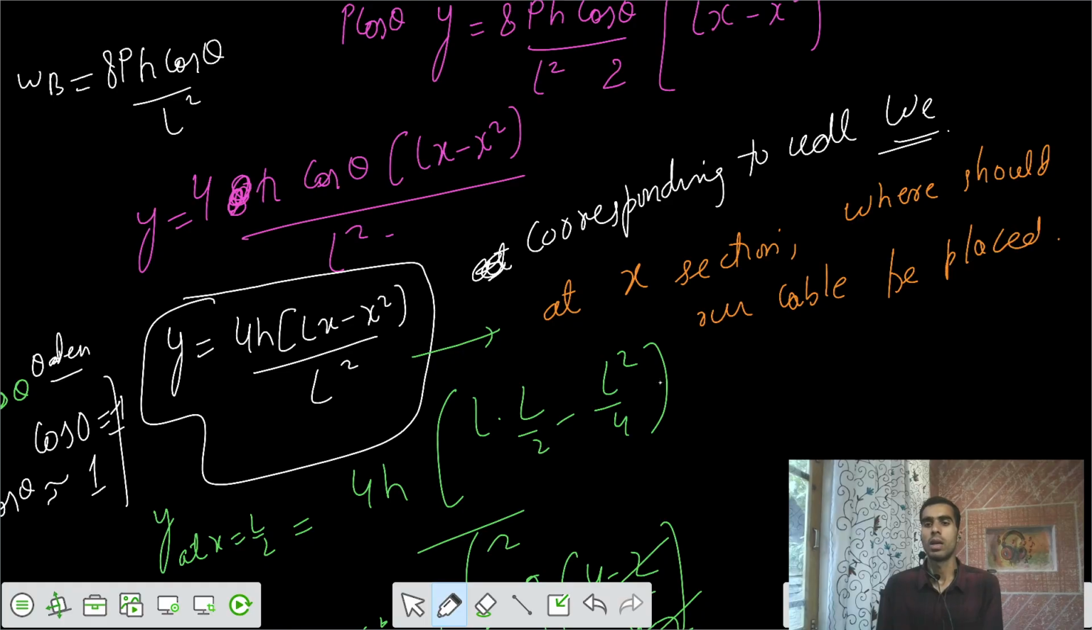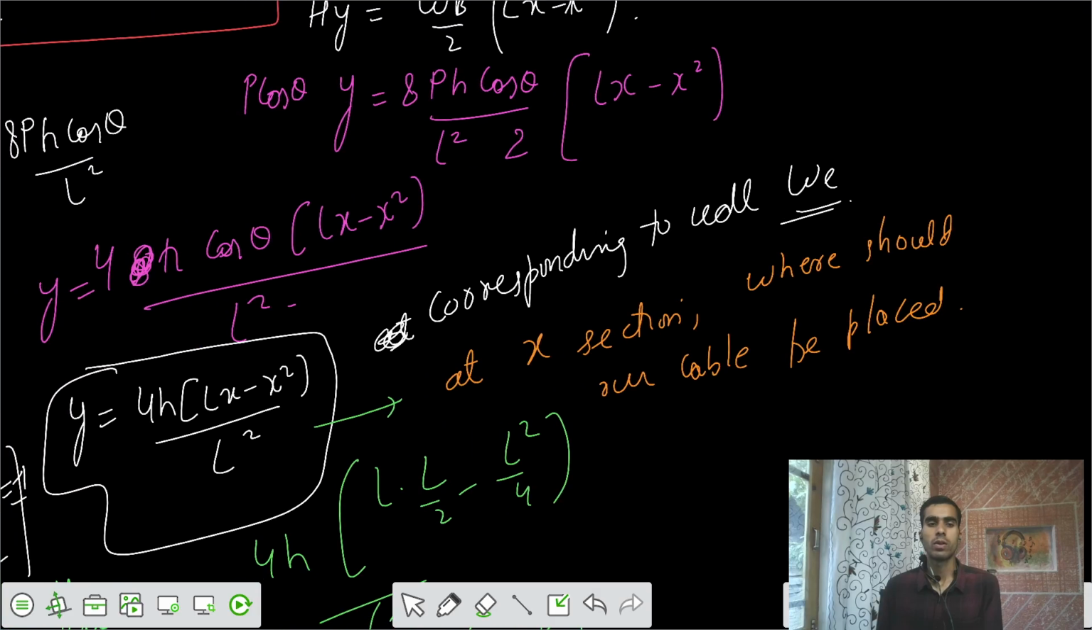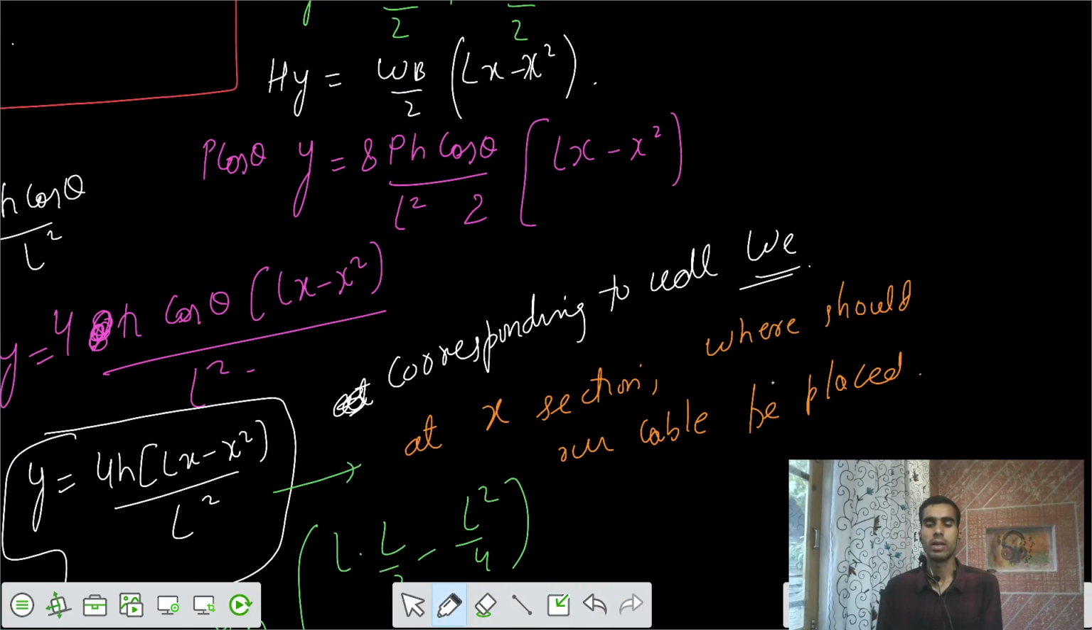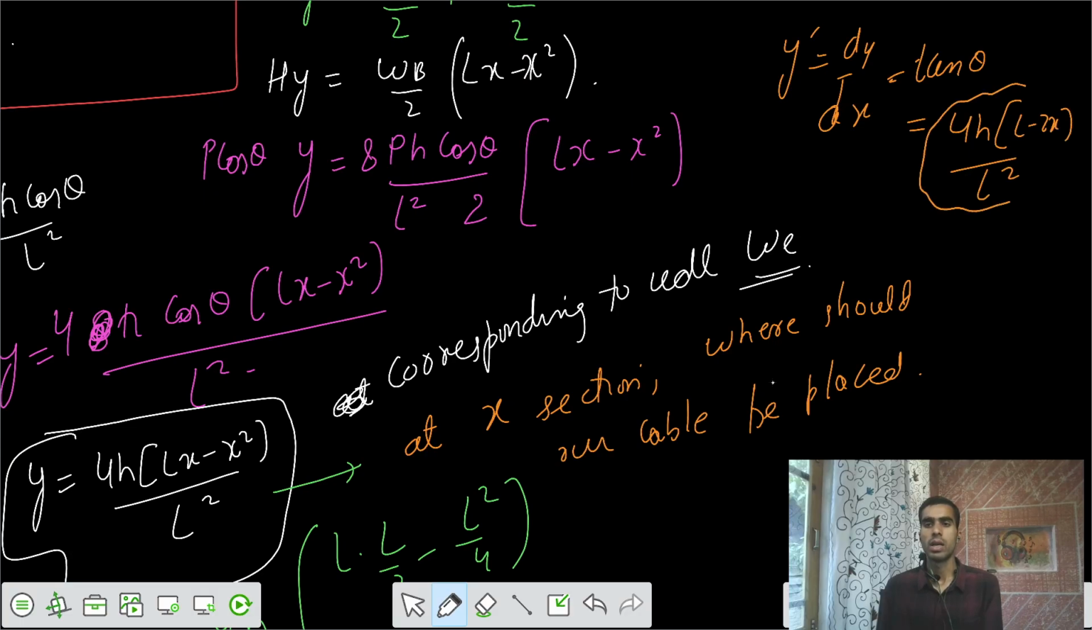Okay, I would say, what is the slope? Can you get the slope for this one? If I differentiate it, that's dy by dx, that's tan theta. So I can get the equation: 4h(L minus 2x) divided by L square. This is our slope equation.